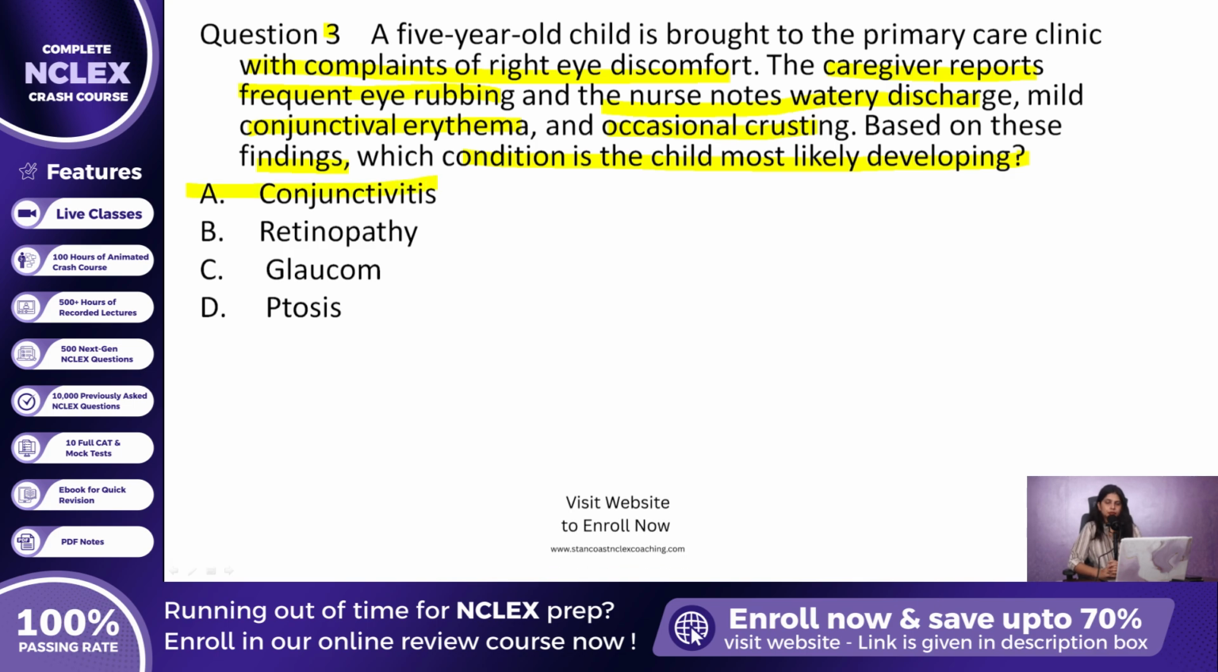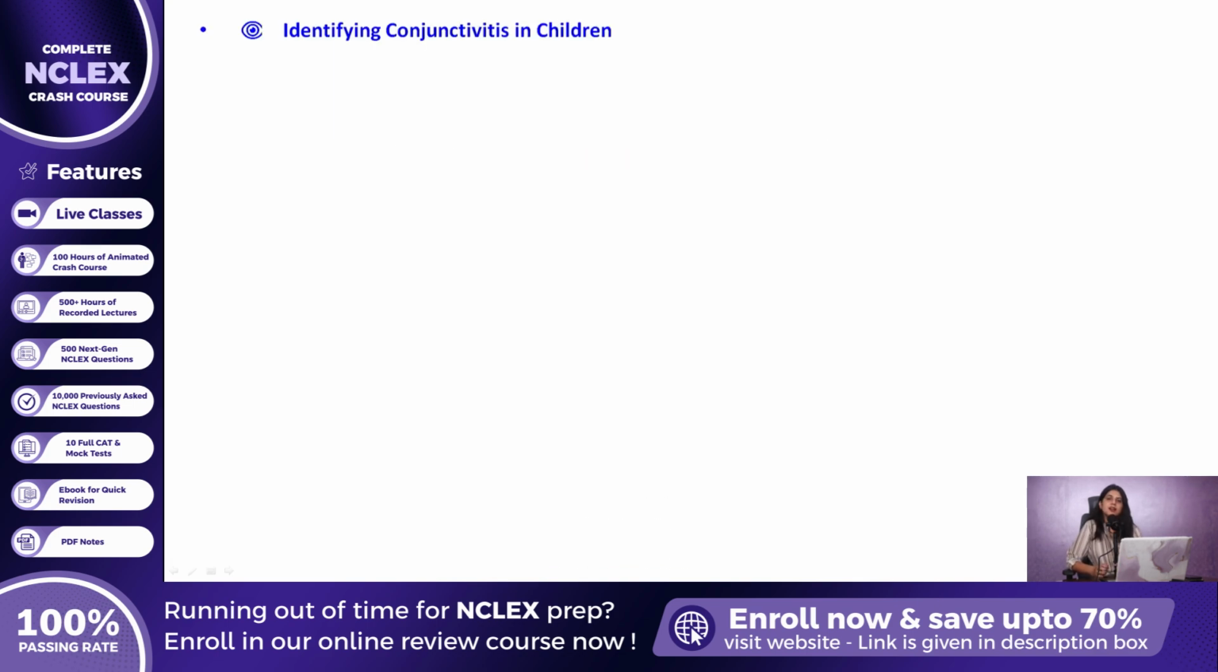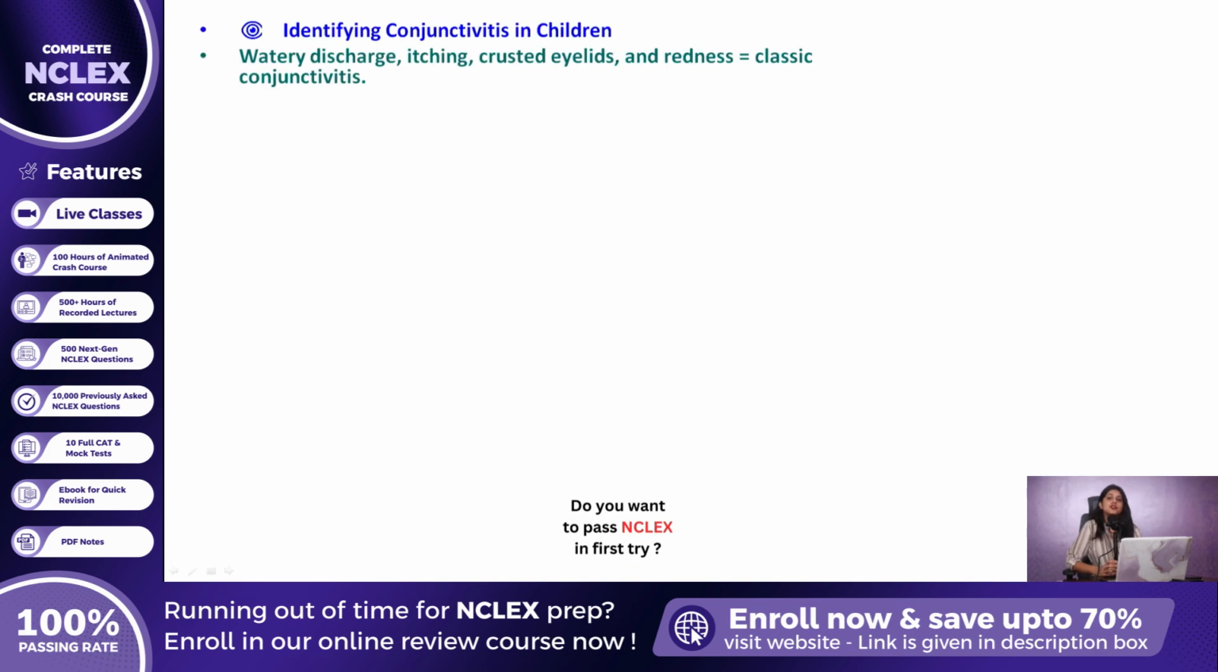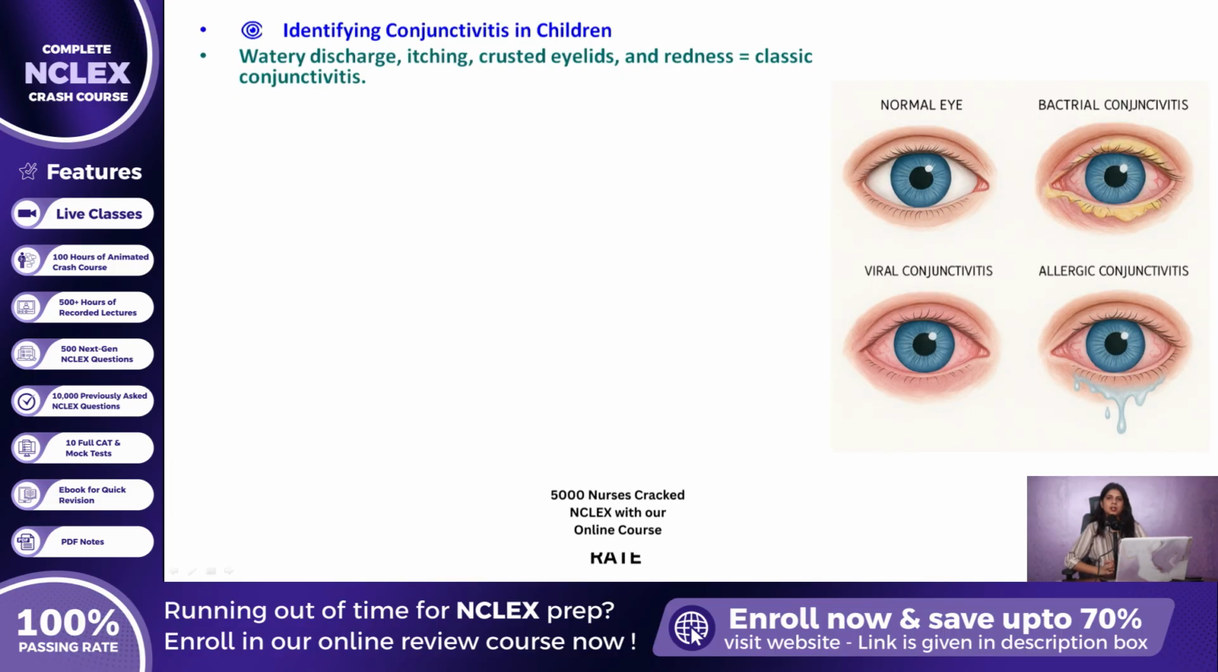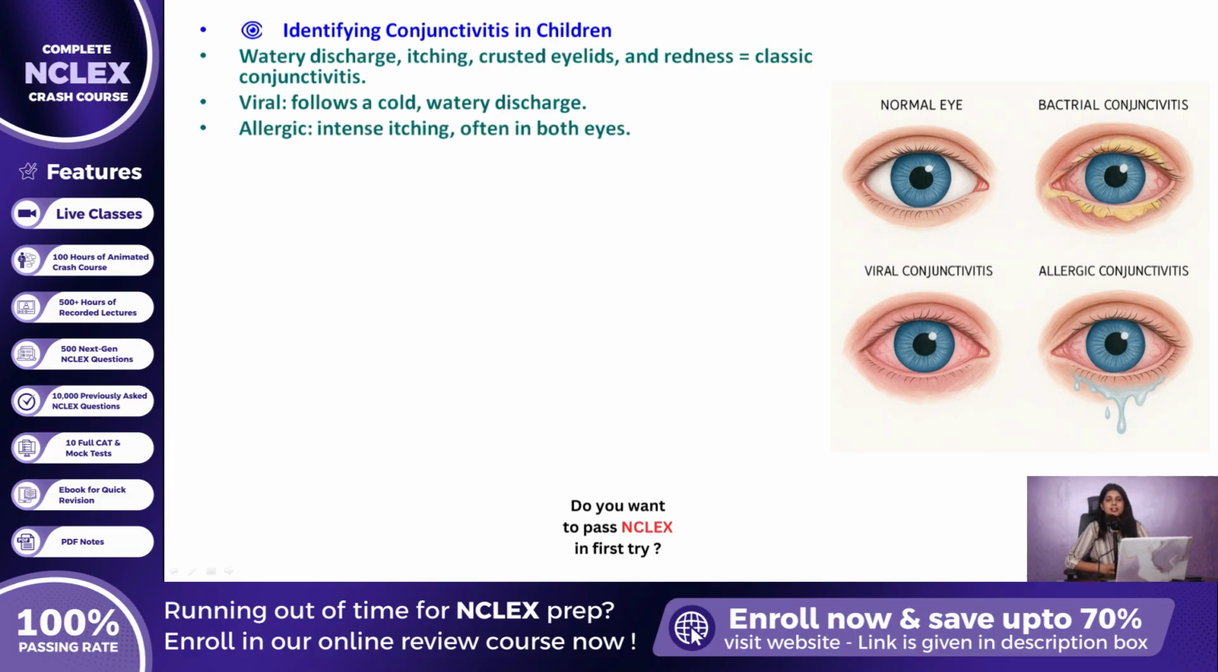conjunctivitis. This child's symptoms, watery discharge, itching, eyelid crusting, and mild redness, are textbook indicators of conjunctivitis, which is an inflammation of the conjunctiva caused by viral, bacterial, or allergic triggers. In viral cases, which are very common in children, the discharge is usually watery, and symptoms often follow an upper respiratory infection. In allergic conjunctivitis, itchiness is dominant, and the condition often affects both eyes.